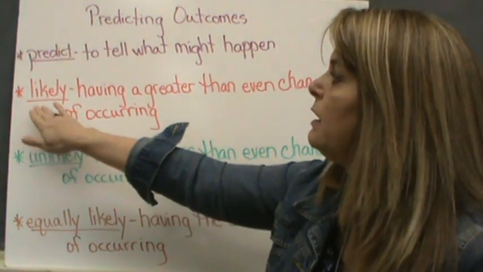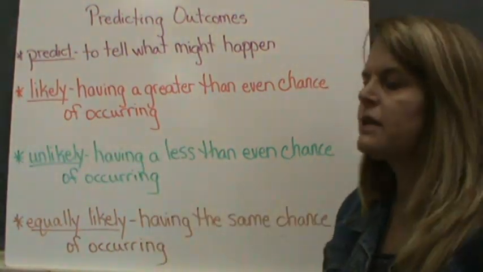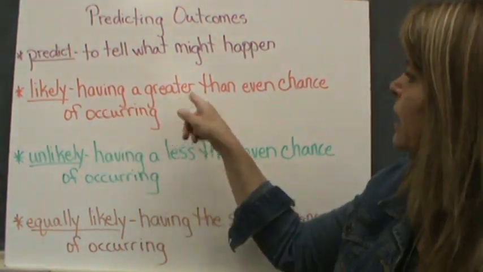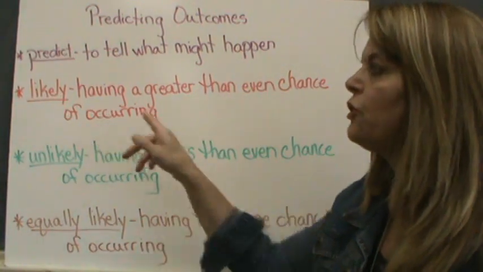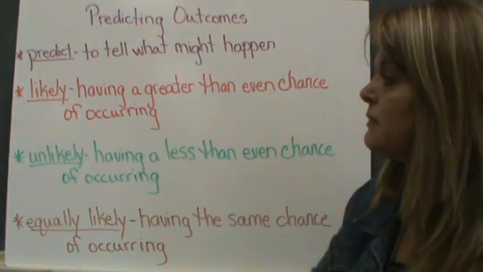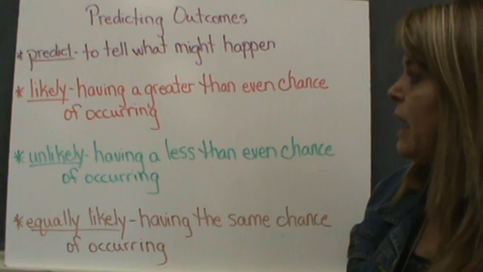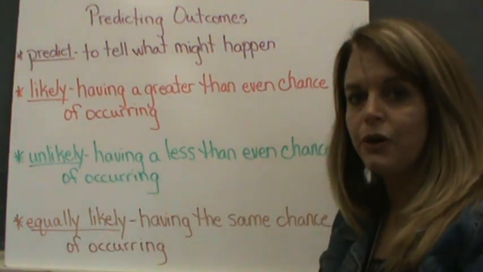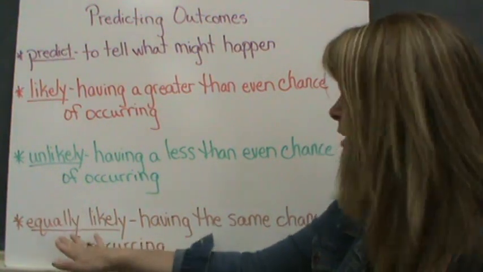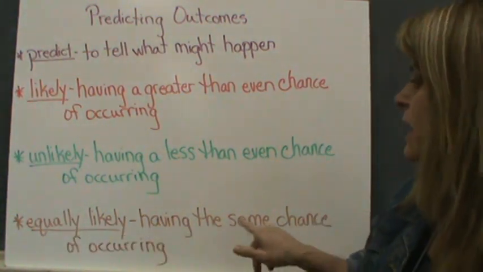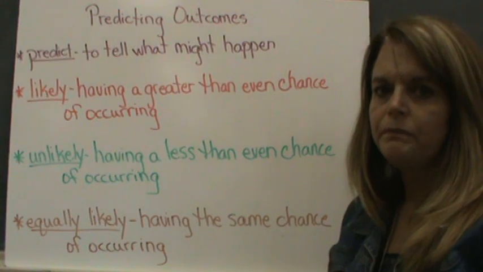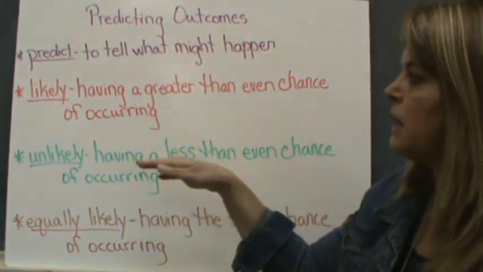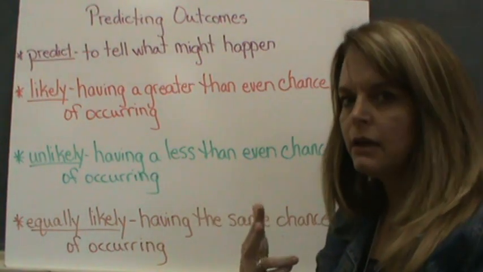3 things can happen. Likely. You can predict that something is likely to happen if it has a greater than even chance of occurring. It's unlikely to happen if it's having less than an even chance of occurring. And it's equally likely, meaning having the same chance of occurring. So these are the terms we're going to use for now to predict outcomes: likely, unlikely, and equally likely.